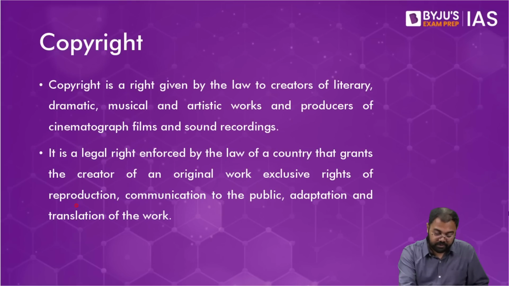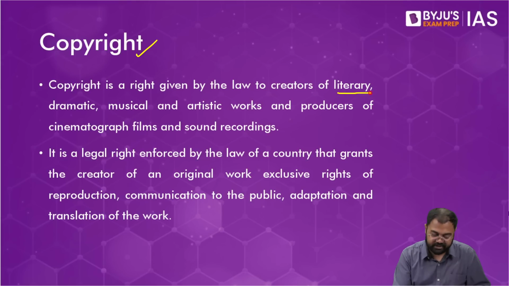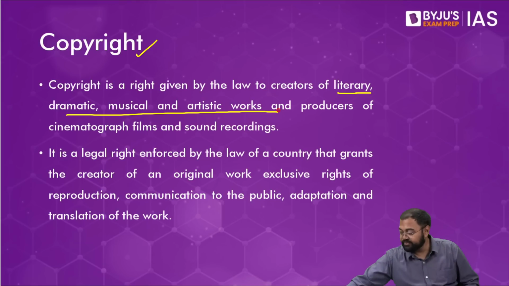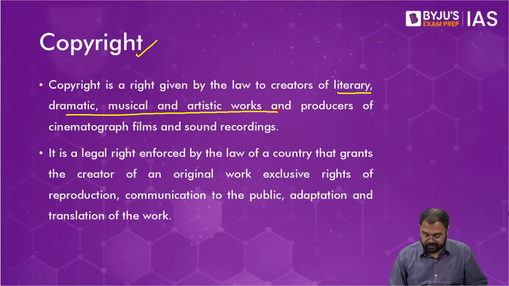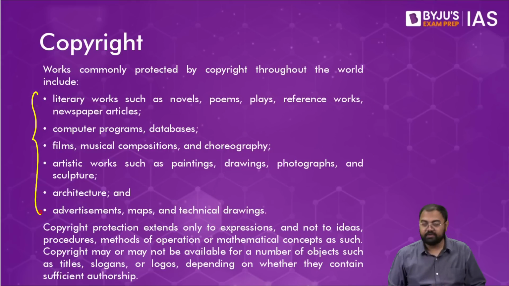Now, another term is copyright. Patent is given for a new process or a new product that you are creating. Copyrights, on the other hand, will be given to the creators of literary, dramatic, musical, artistic works, or producers of cinematography films or sound recordings. So these are the things for which copyright will be granted. Basically, copyright can be given for all these things.